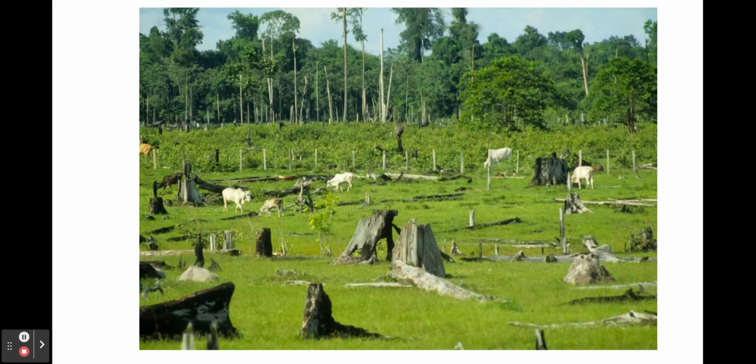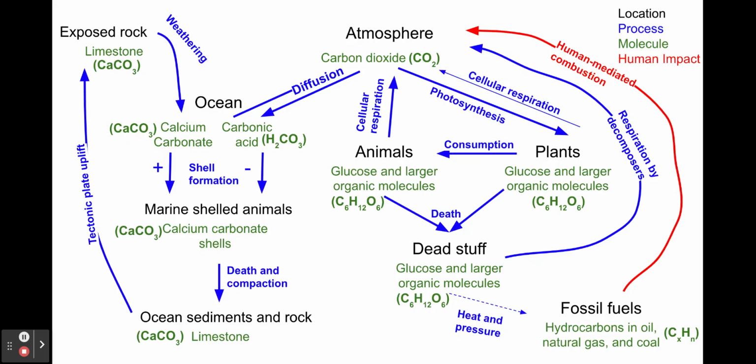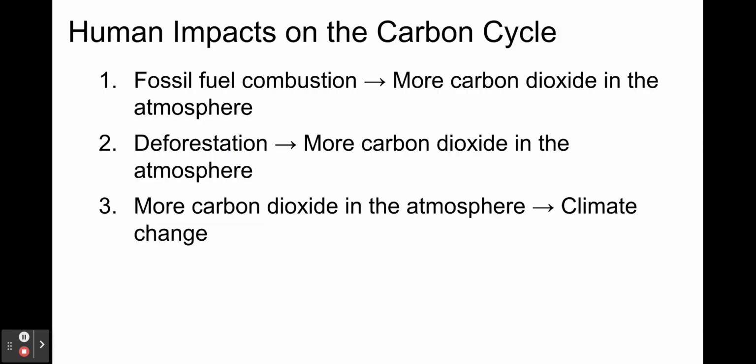So here's how that impacts our carbon cycle. As we deforest an area, the number of plants we have decreases. This means that the total amount of photosynthesis happening in that area will also decrease, which means that the total amount of carbon dioxide removed from the atmosphere will decrease, which means more carbon dioxide will be left in the atmosphere, so carbon dioxide levels will increase. Okay, impact three, the impact of that more carbon dioxide. More carbon dioxide in the atmosphere leads to climate change.